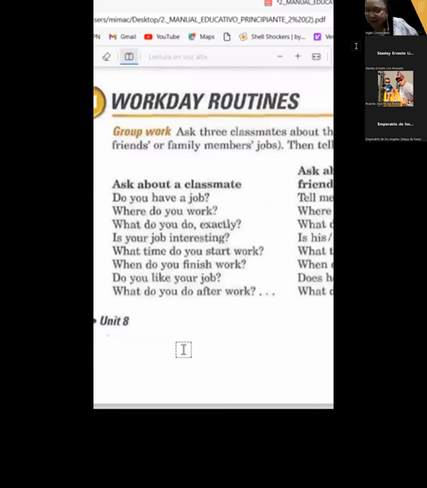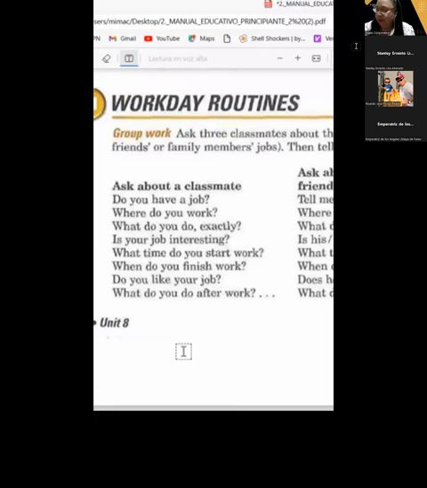Is your job interesting? Yes, it is. What time do you start work? 7 a.m. When do you finish work? 6 p.m. Do you like your job? Yes, I do. What do you do after work? I sleep. Dormir desde el bus.